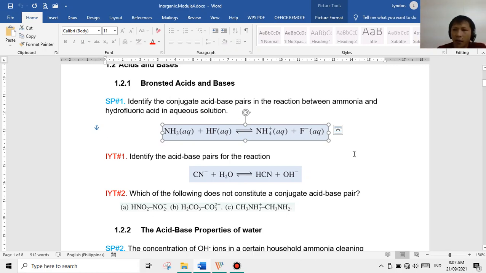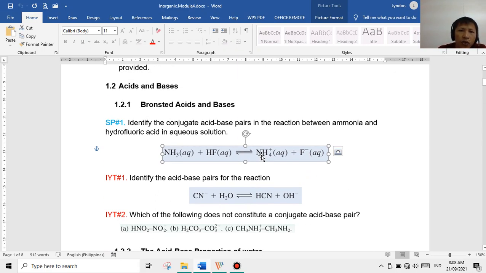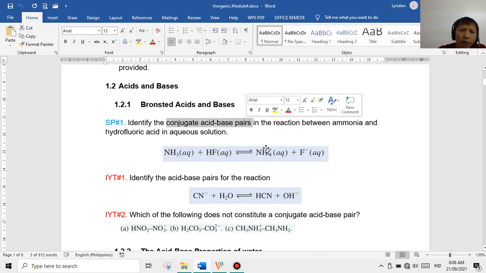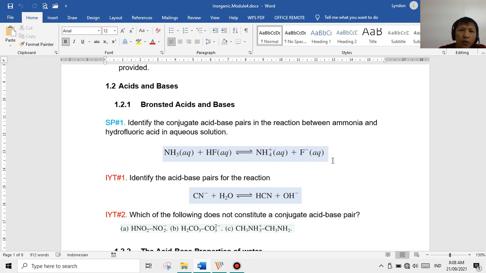So anyway, we will do skill building. I'll solve problems. For SP number 1, first is identifying conjugate acid-base pairs. This is usually common for Bronsted acids and bases, because there are usually two prevailing definitions or theoretical frameworks for acids and bases. One of which is Bronsted-Lowry.